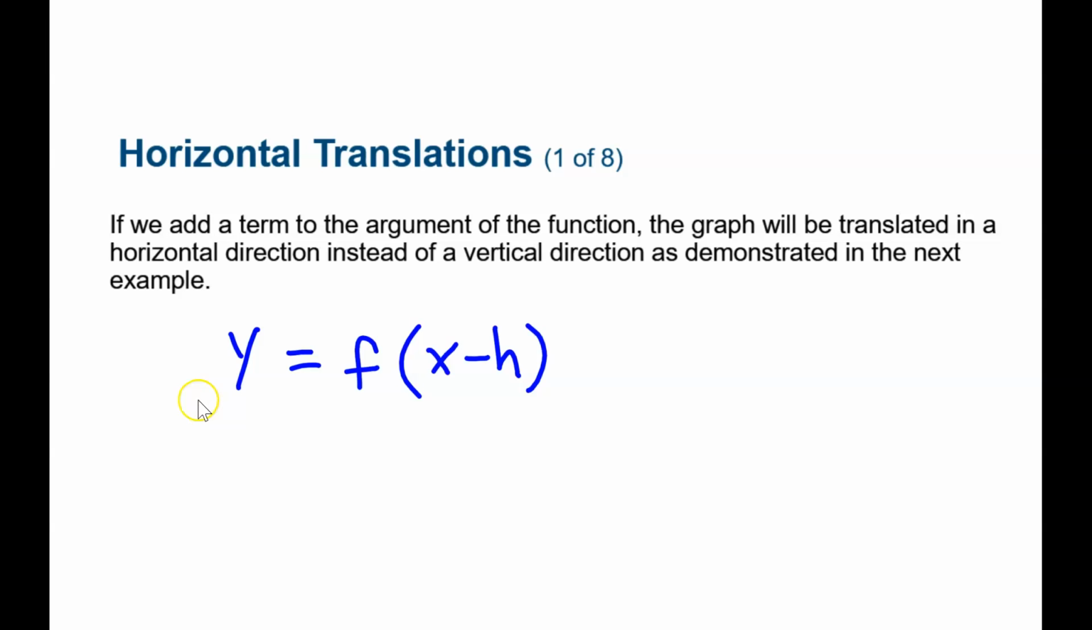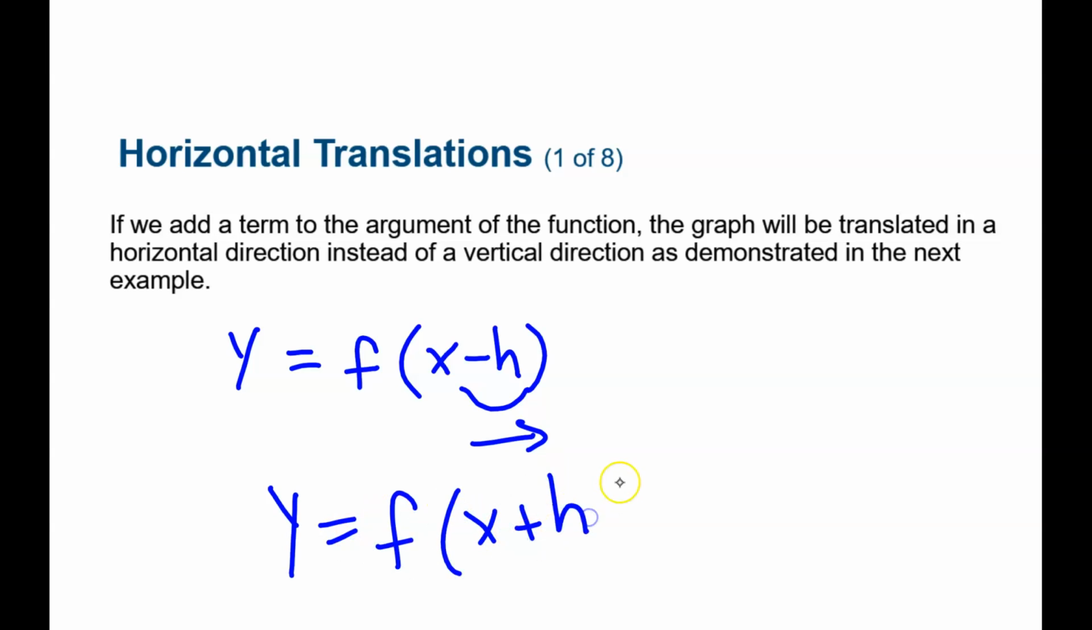If we add a term to the argument of the function x, the graph will be translated in a horizontal direction instead of a vertical direction. However, keep in mind, if this part is negative, then the graph is going to shift right h units. If y equals f of x plus h is positive, then the graph is going to shift left h units.